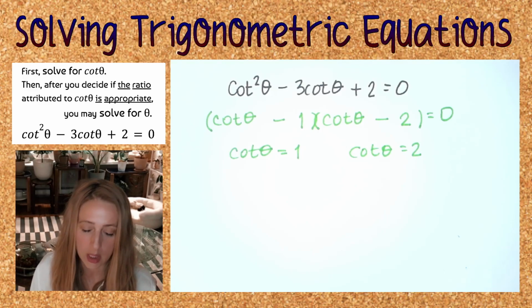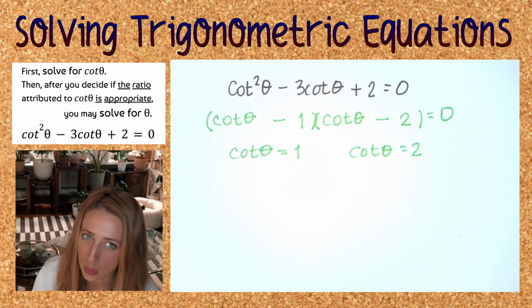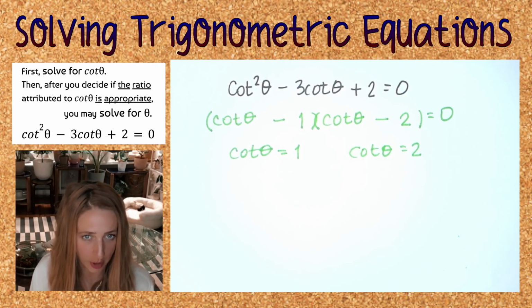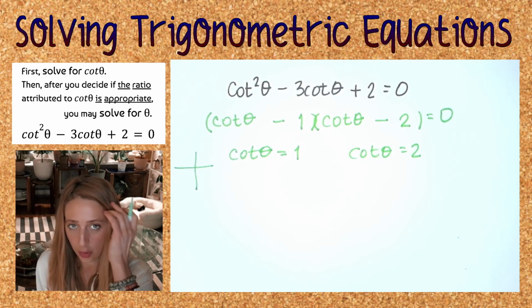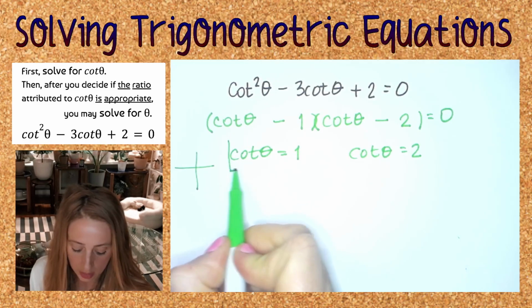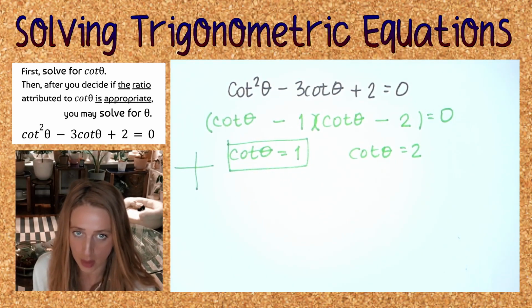So can cotangent theta equal 1? It can. Where does it equal 1? Well, lucky for us, we could figure that out by thinking about the unit circle. So like I said at the beginning of the video, we're only going to solve between 0 and 2 pi for right now, okay? So really, if you're just solving for cotan theta for the time being, you're good.